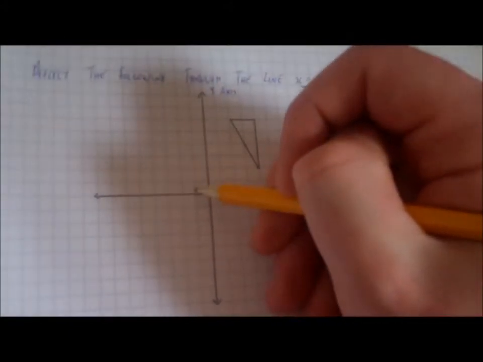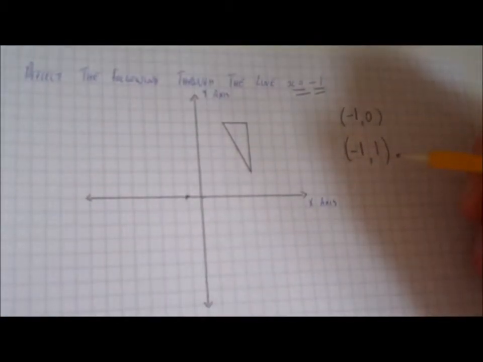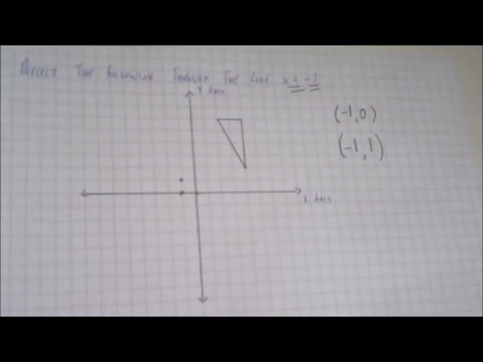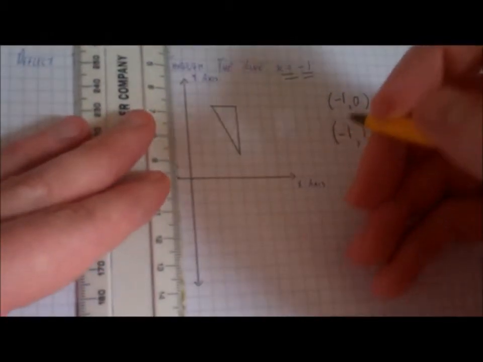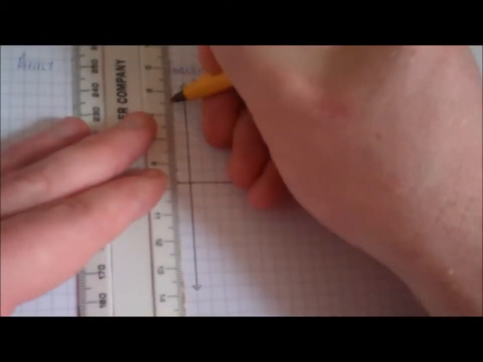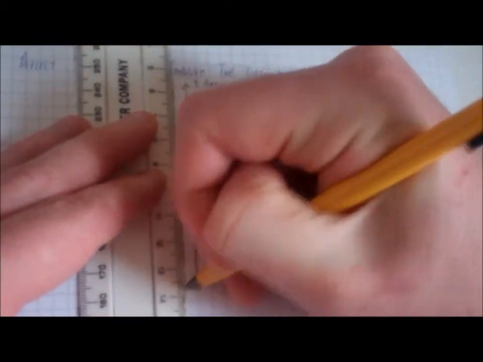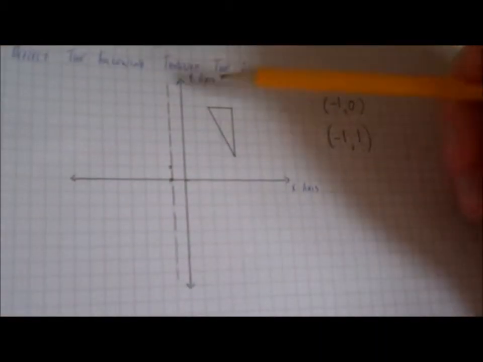So what I do is I go along to minus 1 and I stay on 0. And then I go along to minus 1 again and I go up to 1. Now what I've done here is I've created a new reflection line. So my reflection line is this dotted line, like so.